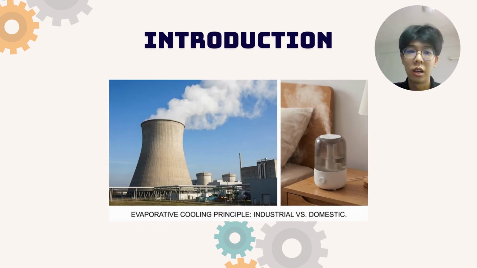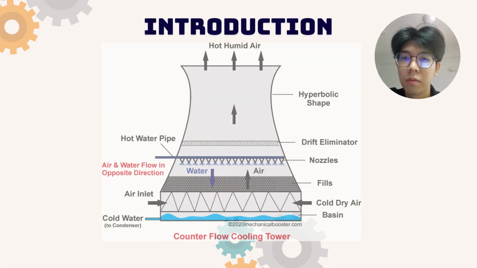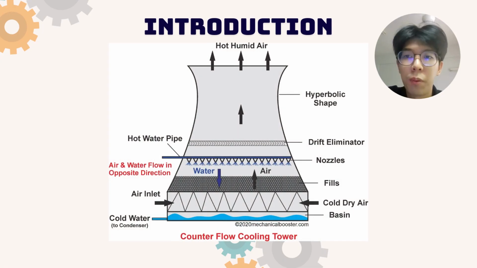Have you seen those large, bulky units with steam or mist coming out the top of factories? Those are cooling towers, and at their core, they work on the same principle as many humidifiers, which is evaporative cooling. It starts with spraying water over a large surface area. The air will be blown across the water. The dry and hot air molecules will grab the water molecules and evaporate them.